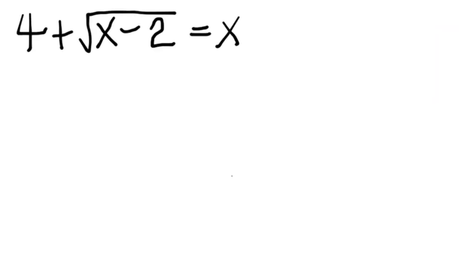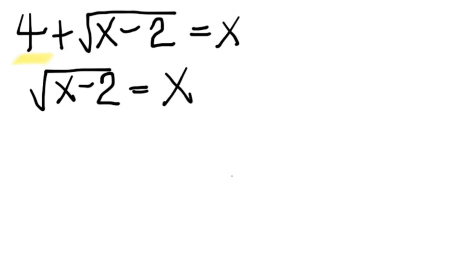Okay, let us have another example, which is 4 plus the square root of x minus 2 is equal to x. Since we have 4 here, we need to transpose it to the right side of the equation. Since it is positive, it will become negative. So we have the square root of x minus 2 is equal to x, and then positive 4 will become negative 4.